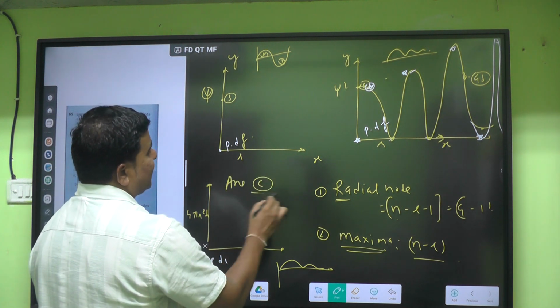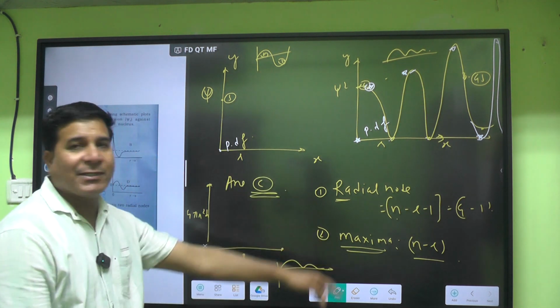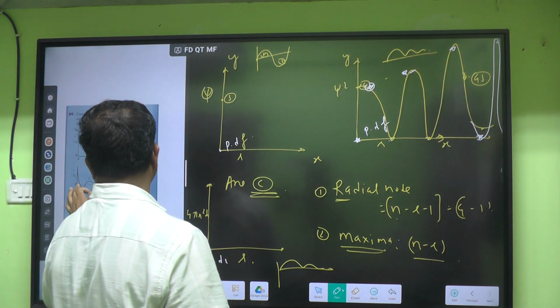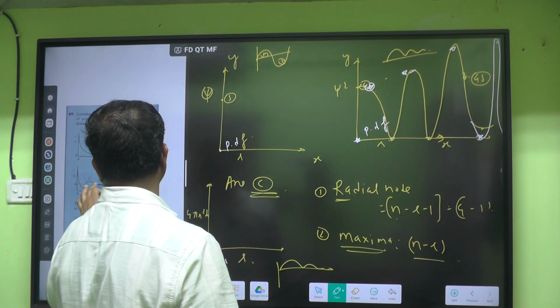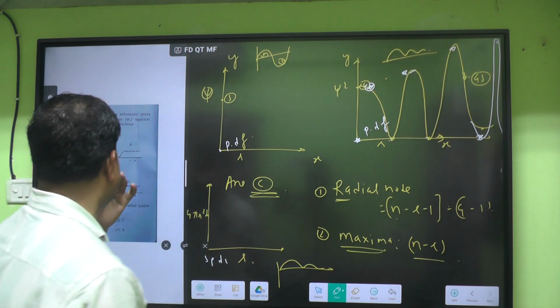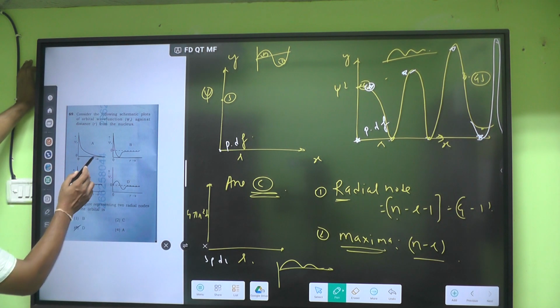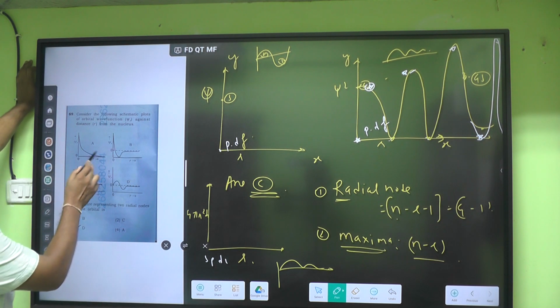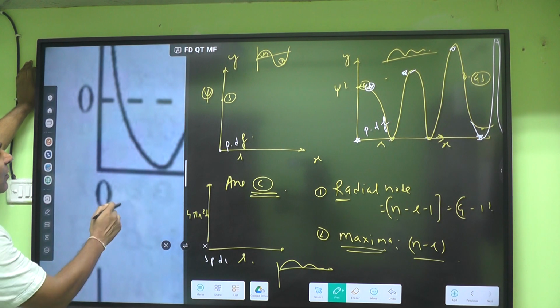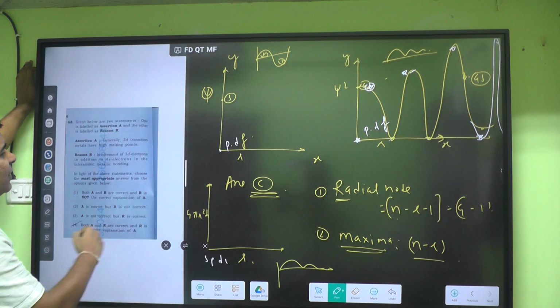The answer will be C here. Remember this point: radial nodes and maxima. How many maxima? With 2 radial nodes, count the maxima: 1 maxima, 2 maxima. Two radial nodes here intersect the x-axis. How many times does it intersect? No intersection on the x-axis, that's why there are 0 radial nodes here. Only 1 radial node here, only 1 radial node here, 1 radial node here.